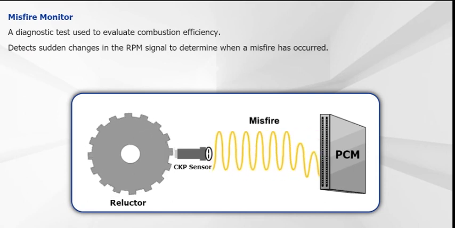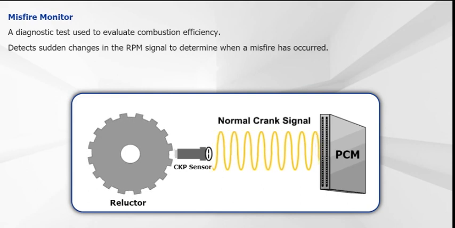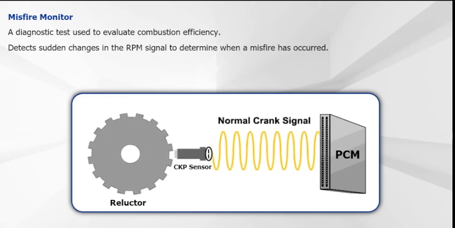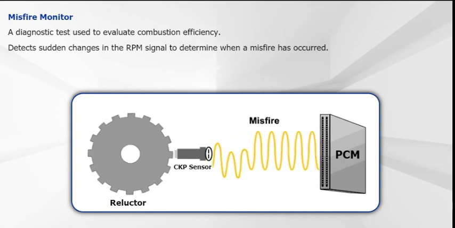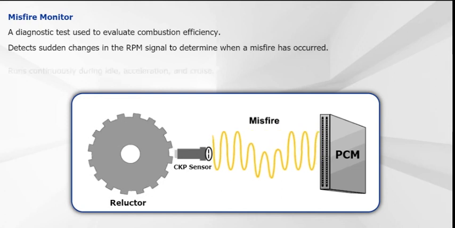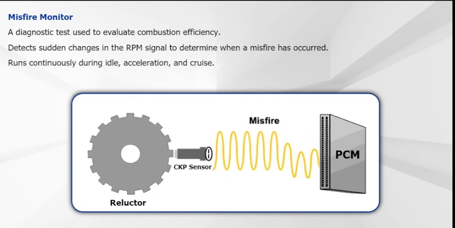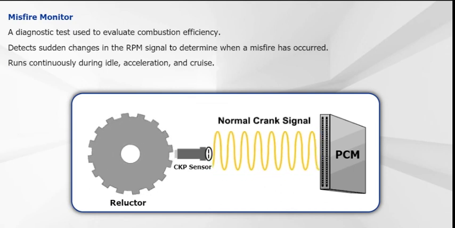The messages used to indicate readiness status vary among scan tools. For monitors that have run, the scan tool should display complete. The following scan tool messages are typical for monitors that have not yet run: pending or incomplete. If a particular monitor is not used on a vehicle, the scan tool may display not supported.